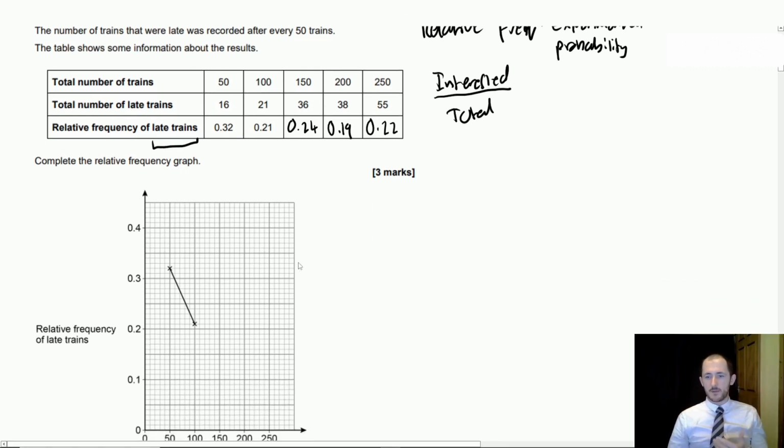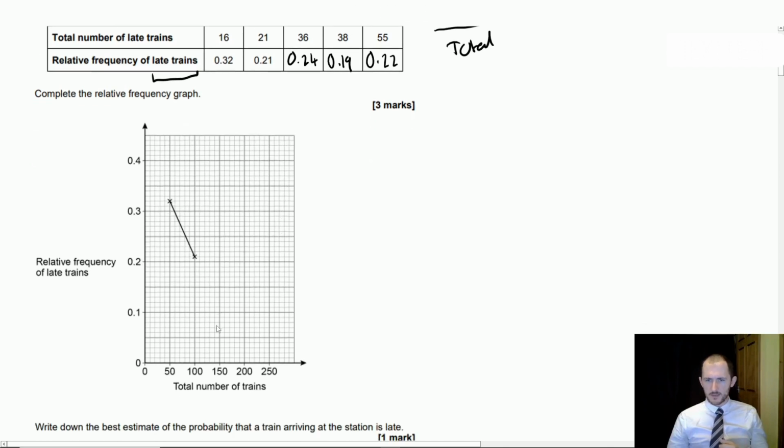So to complete the graph, all we have to do is at 150, we're doing 0.24, 0.2, and then it goes up in 1, so 1, 2, 3, 4. So it goes up here. And then for 200, we're going up to 0.19, so it's 1 below 0.20. And for 250, we're going up to 0.22. So again, it's going to look like this. It's basically a scatter graph, so you join it with a straight line, like that. So our actual probability is somewhere in this region.